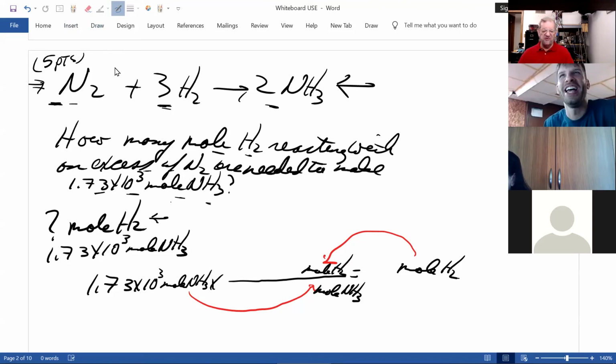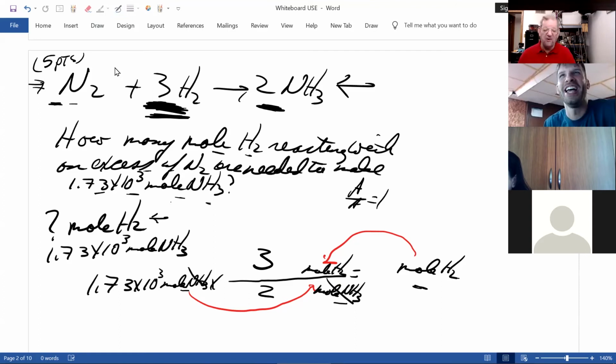Where do I get those numbers? Well, I look at my balanced chemical equation and it says for every 3 moles of hydrogen, I make 2 moles of ammonia. Now, before I go, I'm going to check my units. Notice moles of ammonia divided by moles of ammonia cancel out because A divided by A equals 1. And now I'll get the right units.